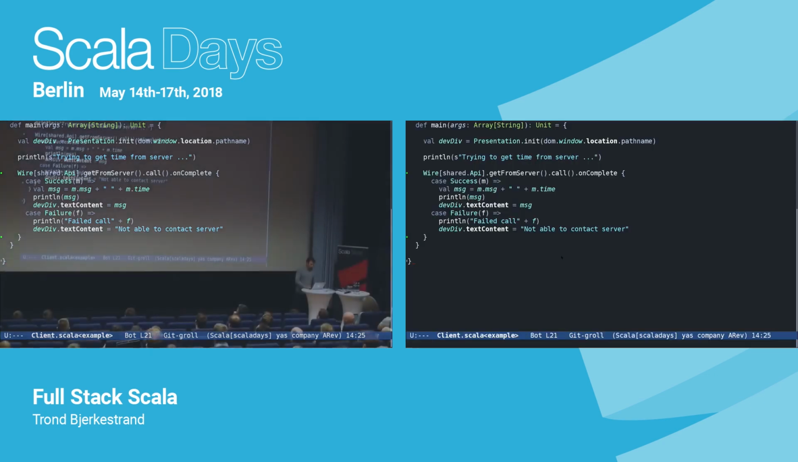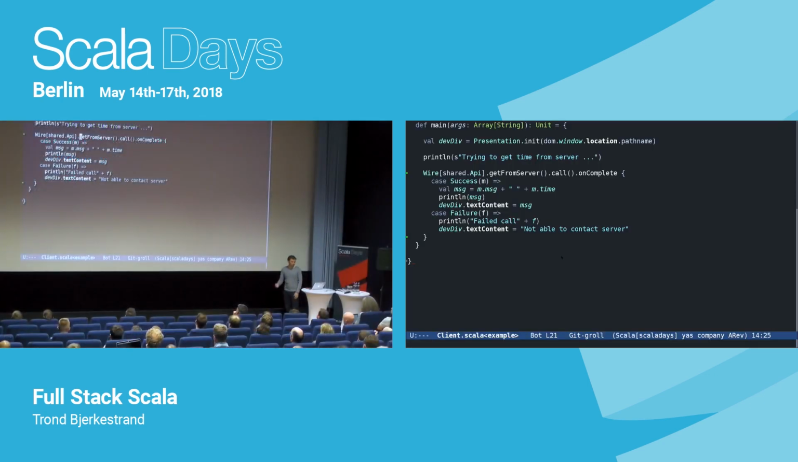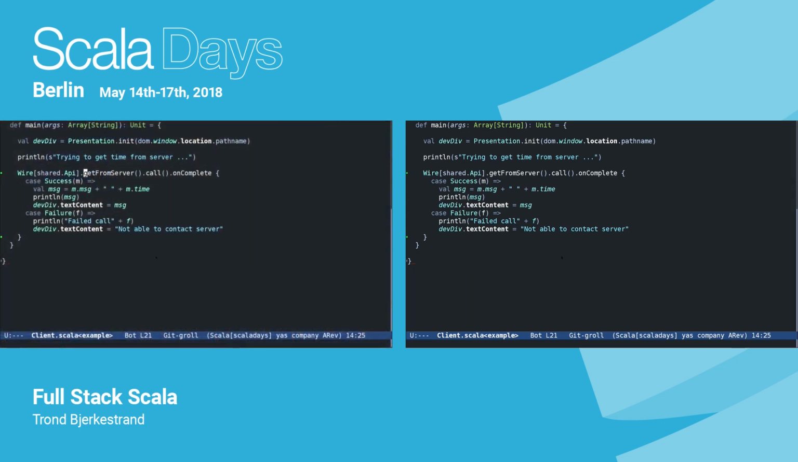So here we see this wire thing, and it's calling getFromServer. It's doing a call on this, and when this call is completed, you will either have a success or a failure. And in the success, you will have this m here, which is going to be the message. So let's have a look at the API.